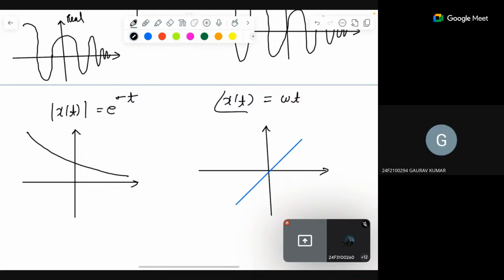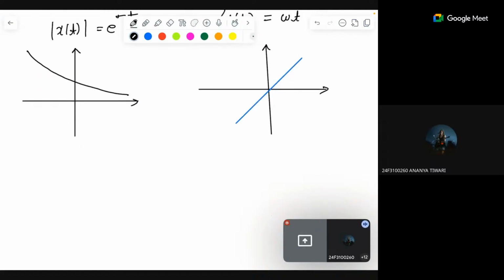Yes, ma'am. Okay, now let us move to the next property. In that lecture, sir made one sawtooth type graph. Yeah, that is what phase wrapping is. Can you explain that, phase wrapping? Yes, ma'am. Okay. It was a bit confusing.